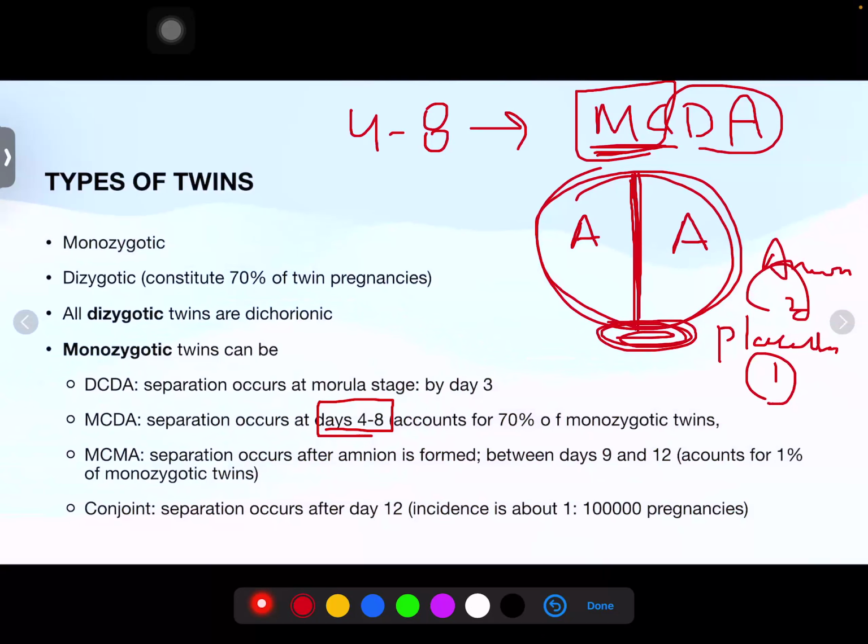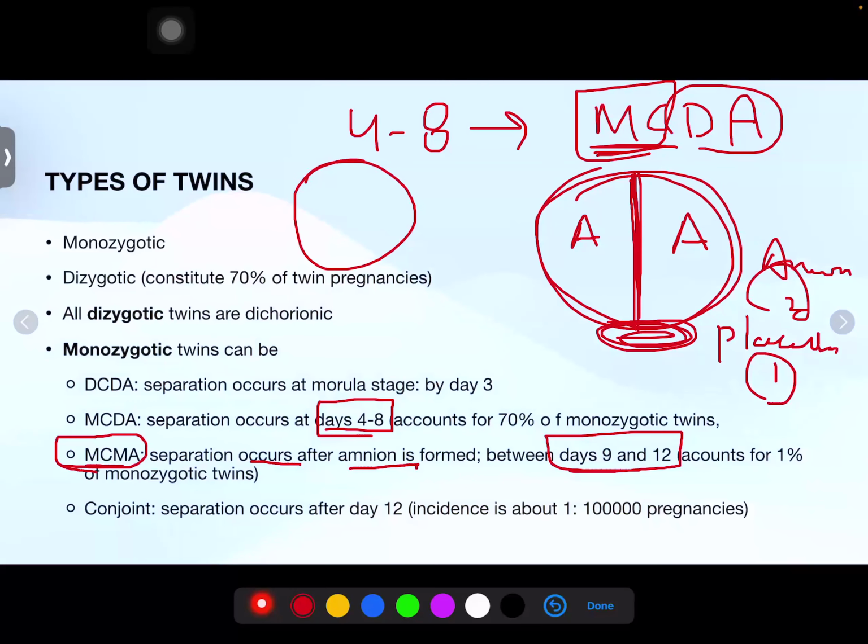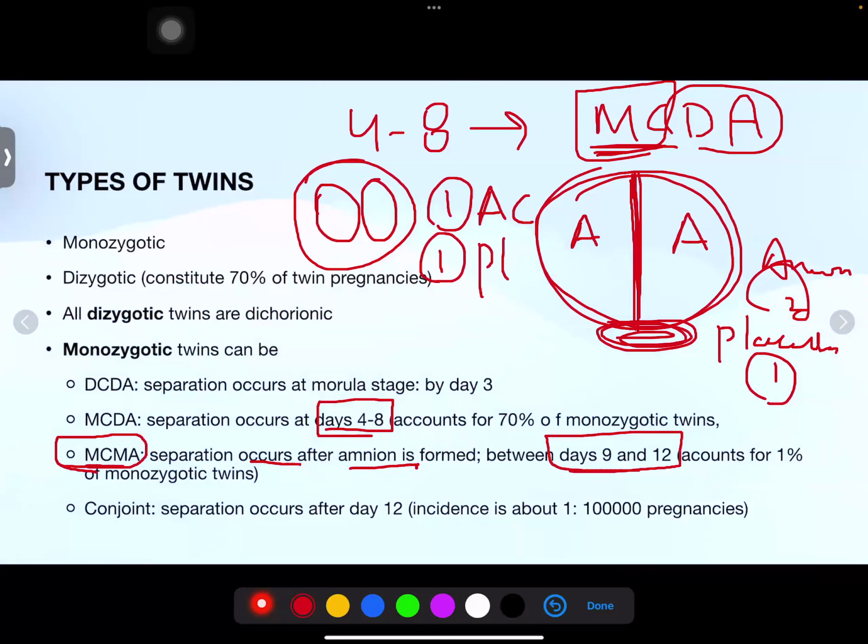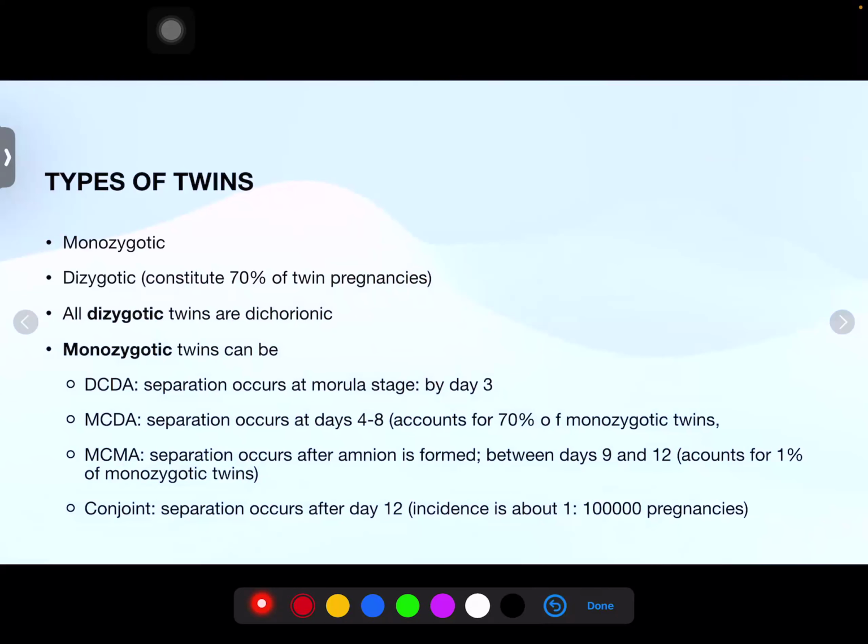Now, if the separation occurs after the amnion is formed, and the amnion is formed between day 9 and 12, then the twins would be monochorionic, monoamniotic, meaning the chorion is already formed and the amnion is already formed. So both embryos will be lying in one amniotic cavity, and they would have one placenta, or you can say one chorion. These days are important to remember, because these are the developmental process.